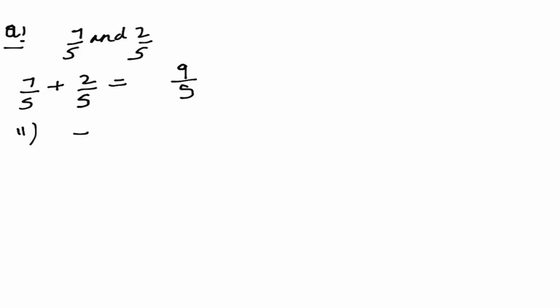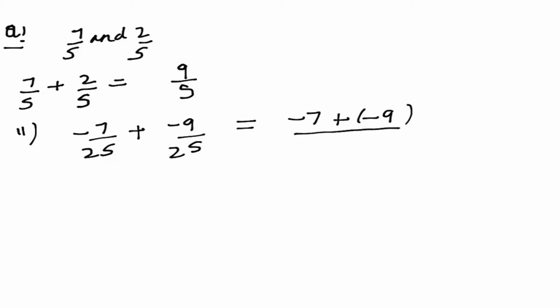Second, suppose we take minus 7 by 25 and we are adding minus 9 by 25 to it. So how can we write it? As minus 7 plus minus 9, and the denominator will remain the same, that is 25. Now we are adding these two, minus 9 and minus 7, what will it give? Minus 16 by 25. As both the numbers have a negative sign, we will put the negative sign over here and our final answer is minus 16 by 25.